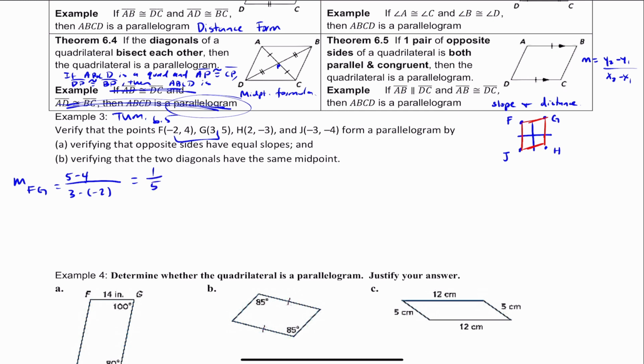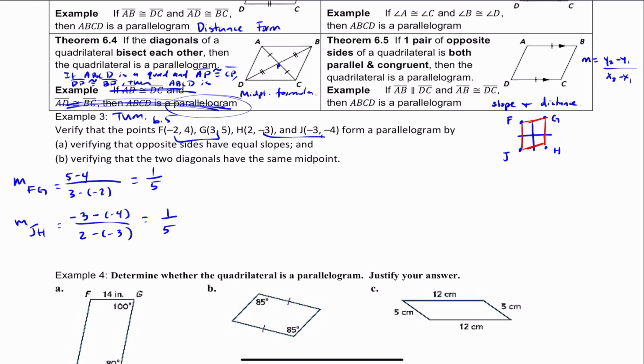Since we figured out this slope here, I've got to figure out that slope here and see if they are the same. So the slope of JH is (-3 - (-4))/(2 - (-3)), which is equal to, well, a negative times a negative becomes a positive, so it's 1/5. Those two sides have equal slopes, so those are parallel.